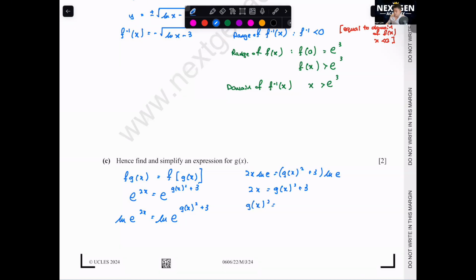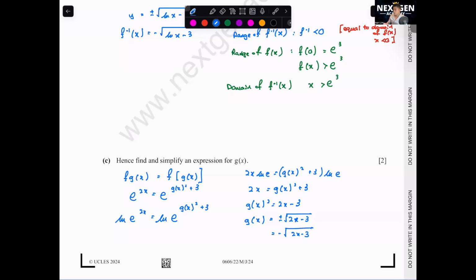Gx square, we rearrange the entire thing, will be 2x minus 3. Gx will be equal to plus minus square root 2x minus 3. You have to take into consideration the value. They say x is more than 3 over 2, but fx later on is x less than 0. So you need to follow fx less than 0, so your value needs to be negative. Because fgx is joined together already, but fx is the final one, you need to follow x less than 0. The final answer will be negative square root 2x minus 3.